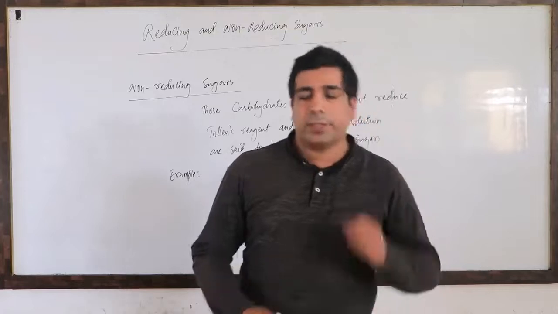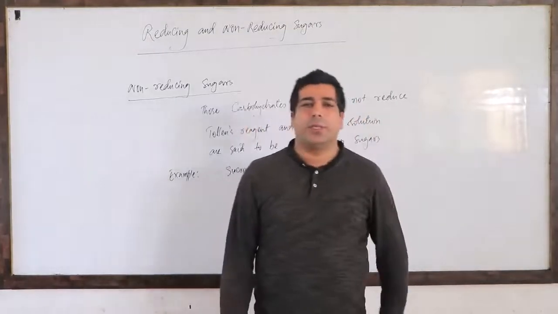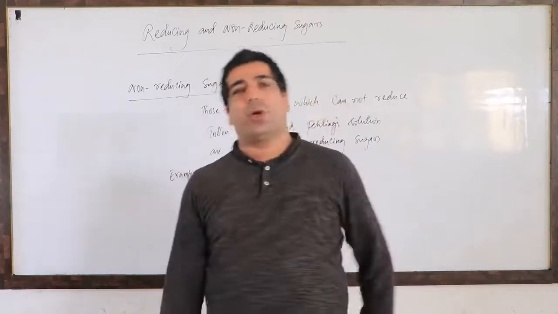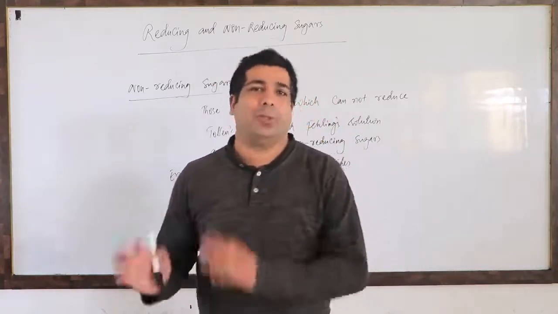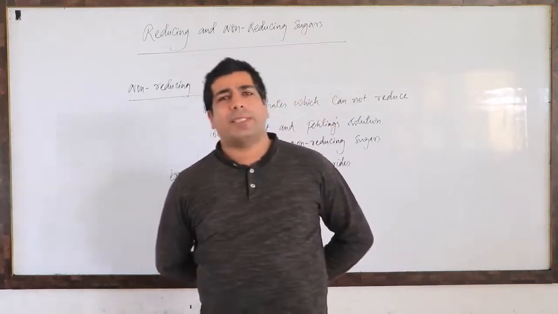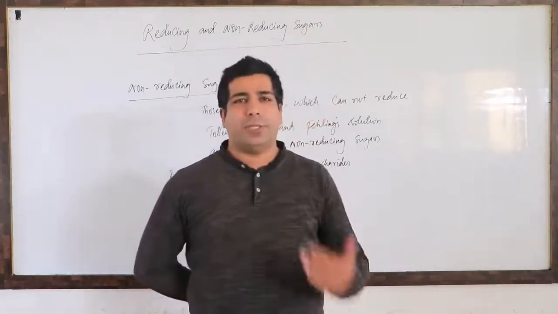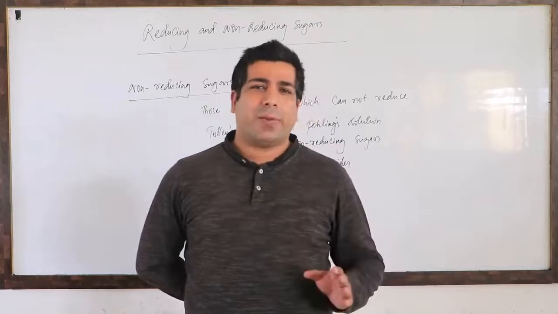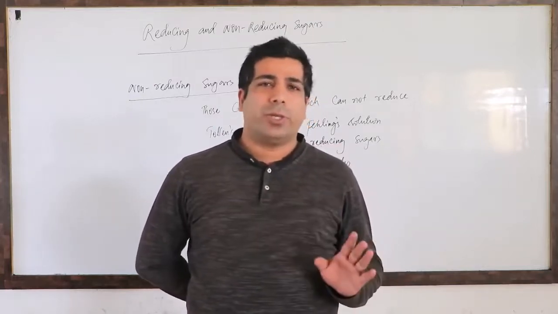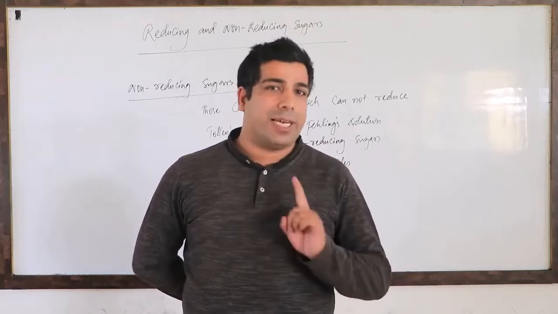So my dear friends, we spoke about reducing sugars. Those sugars which can reduce Tollens reagent and Fehling's solution are said to be reducing sugars. All monosaccharides and disaccharides are reducing sugars, but in disaccharides you have the sucrose molecule. That is not a reducing sugar, only sucrose I am talking about in disaccharides.